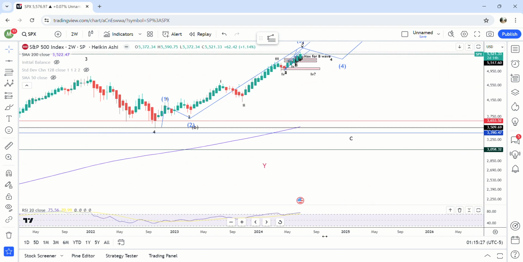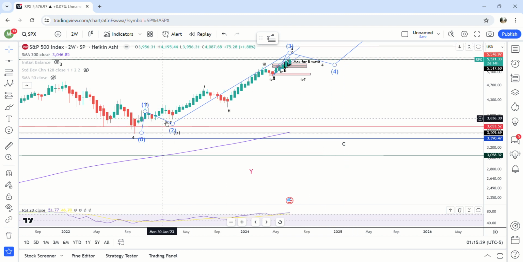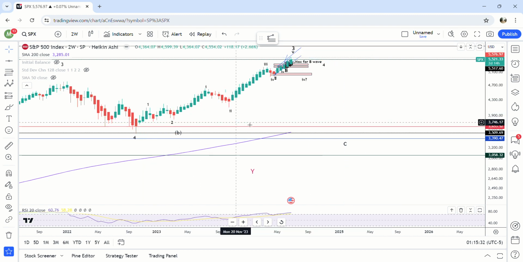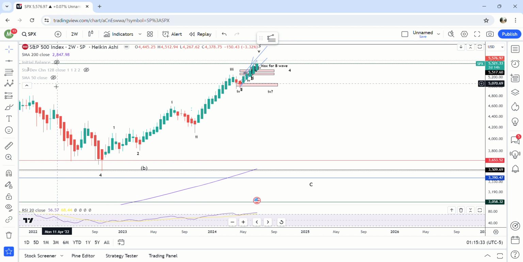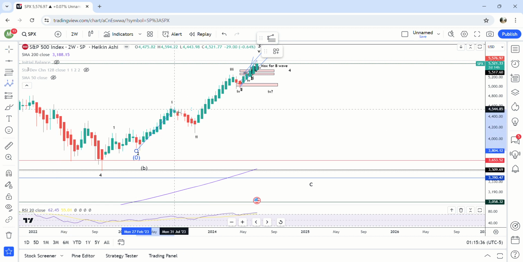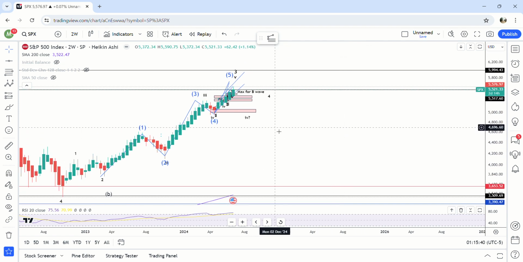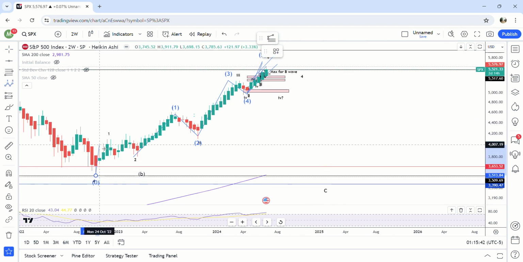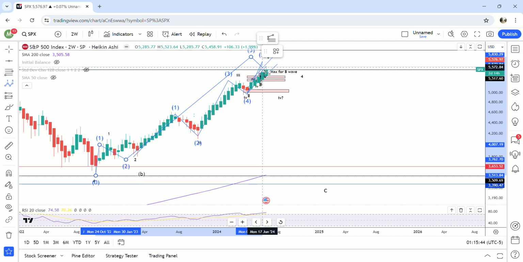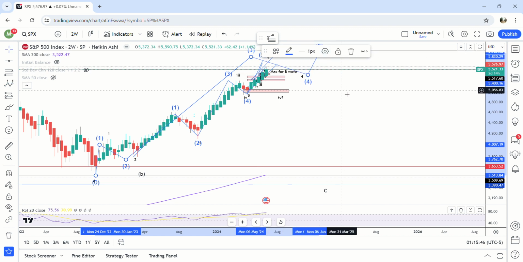On the 2-week time frame, I can see wave 5, so I'm going to go ahead and stick with it. We have 1, 2, and I go over this in the market updates all the time. 1, 2, 3, 4, and 5, like that. And we're currently finishing up wave 3 of the fifth wave.